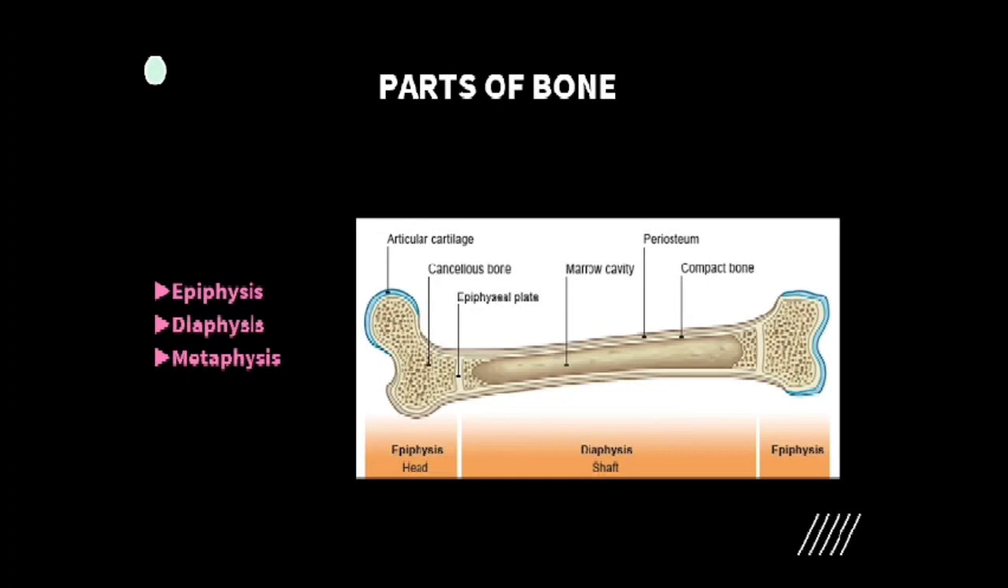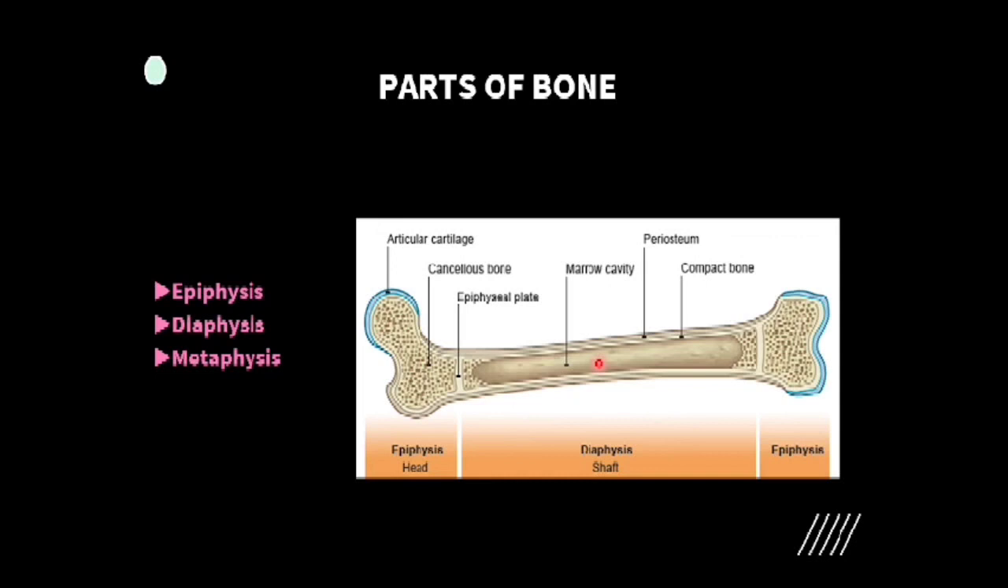Now let's see the parts of bone. So what are the main parts of bone? They include epiphysis, diaphysis and metaphysis. So epiphysis means ends of a bone. You can remember it like E, that is epiphysis, ends of bone. And the diaphysis is nothing but the shaft of bone. So the metaphysis is the joining area between the epiphysis and diaphysis.